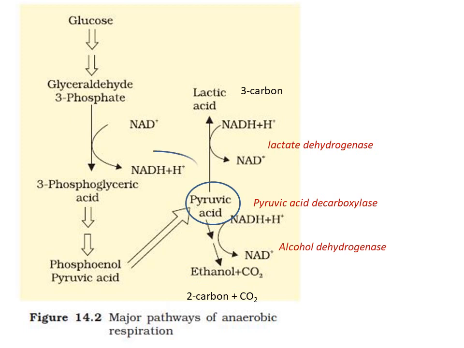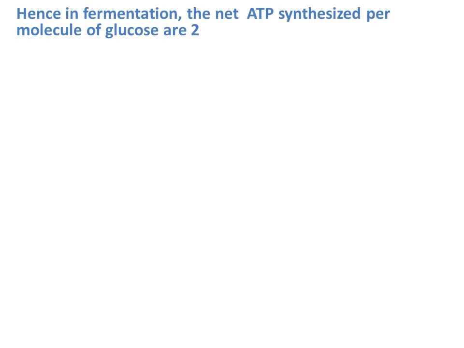We can see that the NADH, which was produced during glycolysis, is utilized for both types of fermentations. So the net result is only 2 ATPs. As we can see, in fermentation, the net ATPs synthesized are just 2.